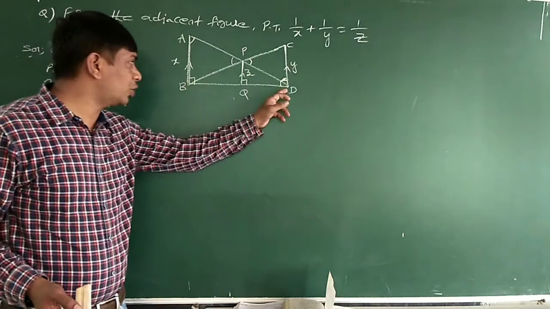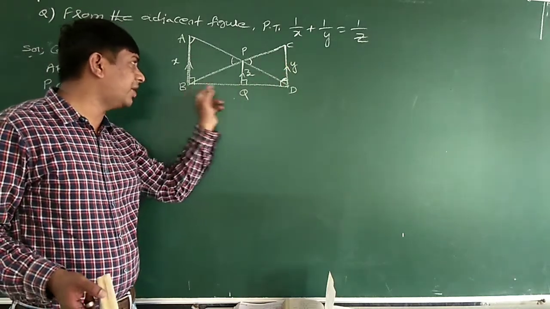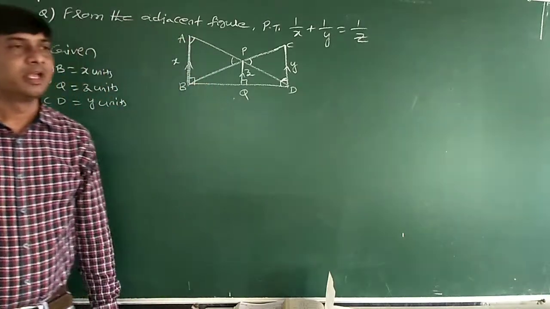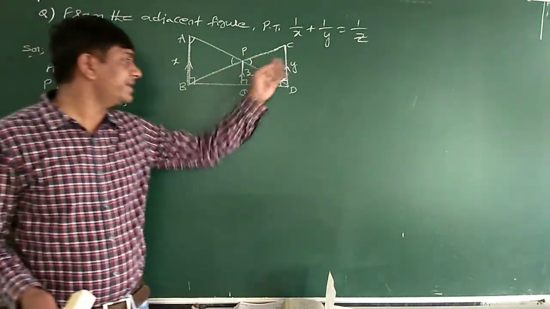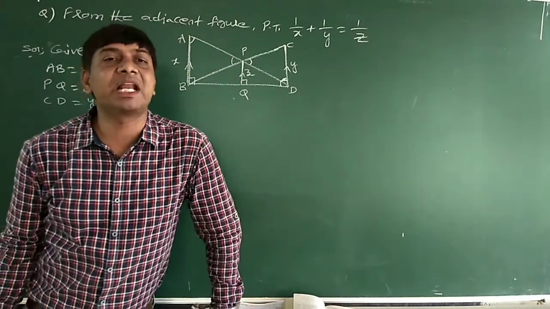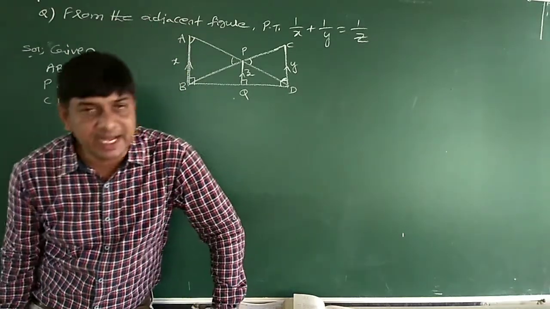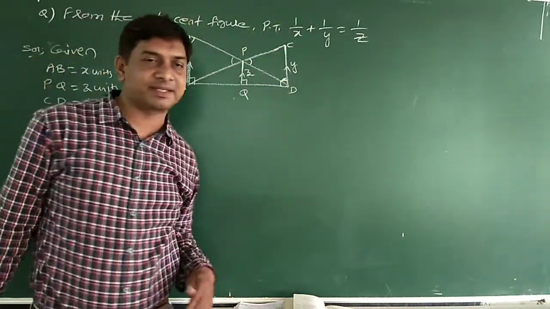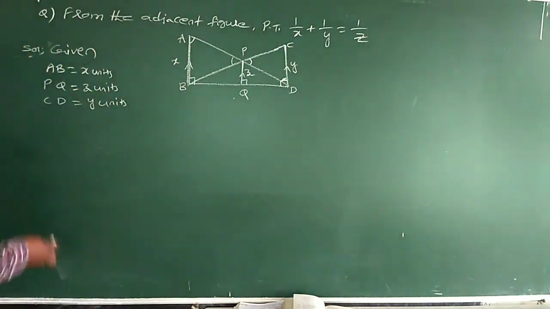Since AB is perpendicular to BD, CD is also perpendicular to BD, and PQ is also perpendicular to BD, all these three lines are perpendicular to the same base. So they are parallel to each other. Parallel lines property.